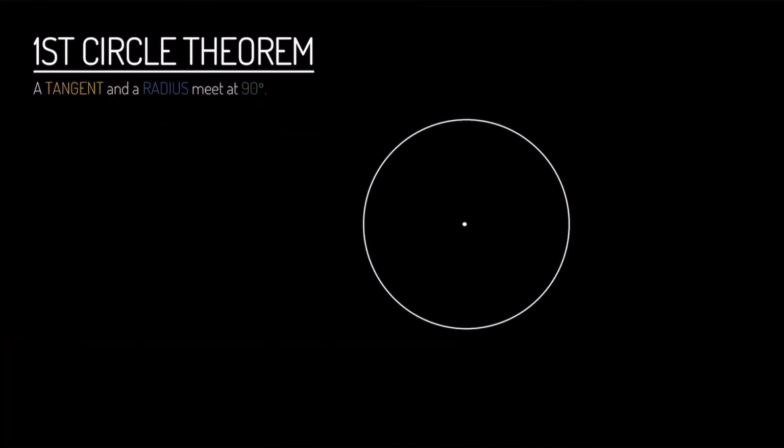So the first circle theorem states that a tangent and a radius meet at 90 degrees. So if I draw a tangent line, remembering that a tangent touches a circle at a single point, so just right there. And if the radius is going to meet the tangent, then they both need to touch the same point on the circumference, which is going to be right there. And all this circle theorem states is that both of those angles, which is this angle and this angle, are both 90 degrees. So on to the next circle theorem.